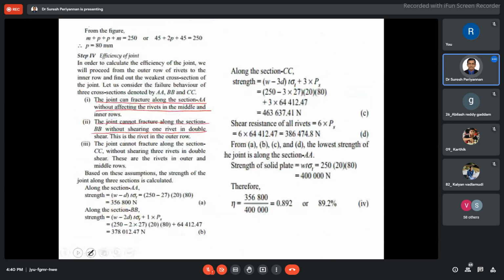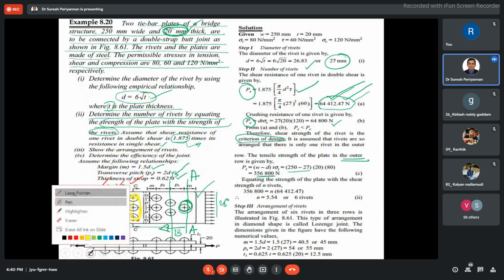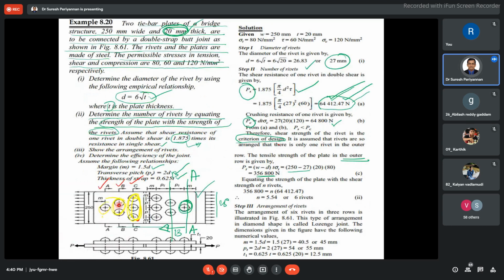Now, the joint cannot fracture along the section CC without shearing of the rivets in double shear. Those rivets are in the outer and middle rows. This is the outer, this is the middle, and this is the inner. Now come to this calculation.